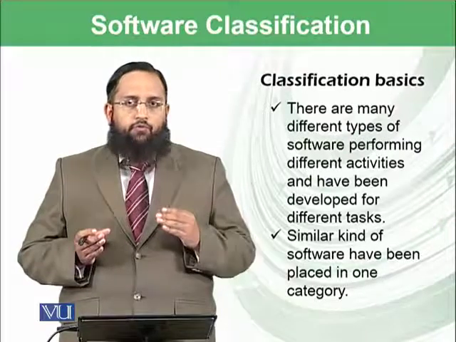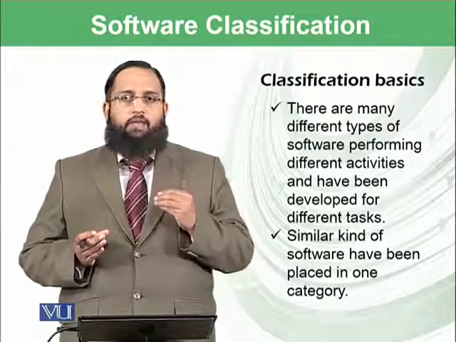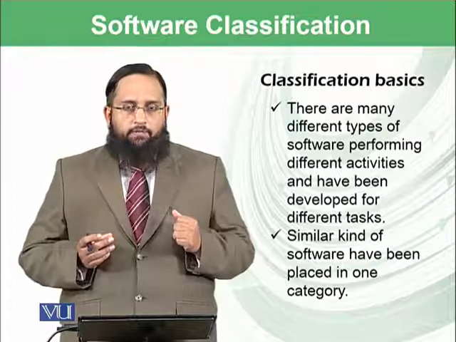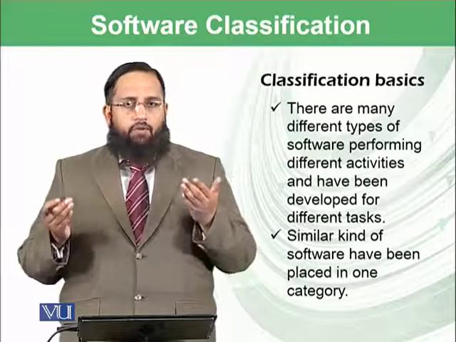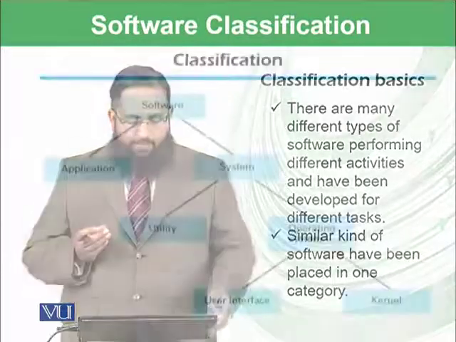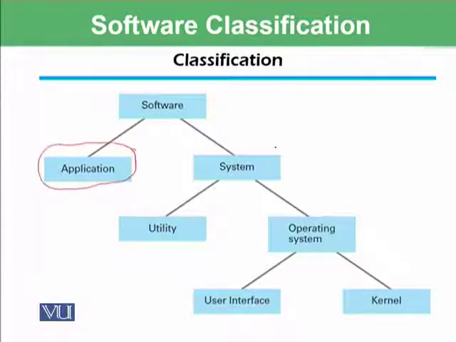But whatever you use or have used is basically a kind of special software known as application software. However, in computer science, there are many other types of software. So we will be discussing that in the next slide. If we want to classify software, it can be classified into application software and system software. Within system software, we have utility and operating system. And in the operating system, we have user interfaces and kernel.